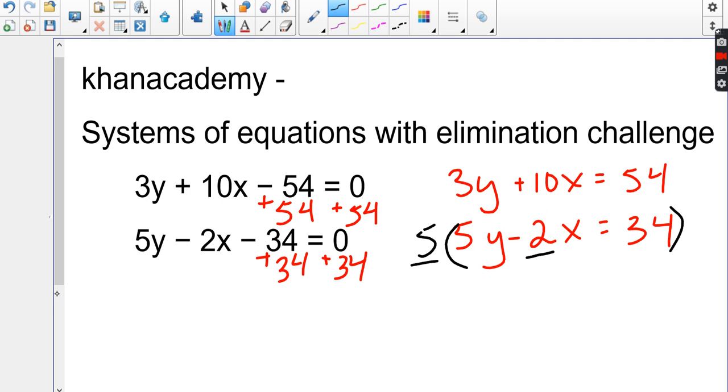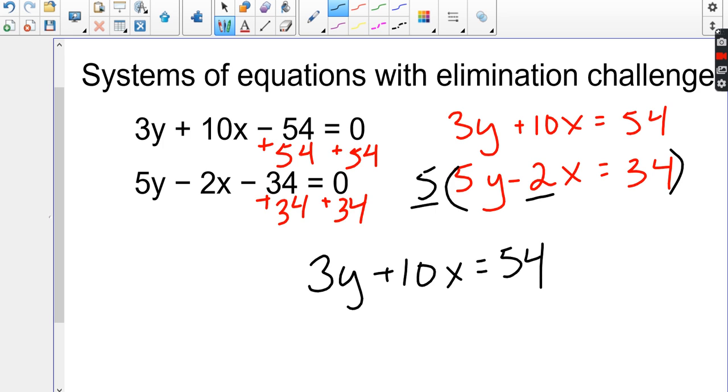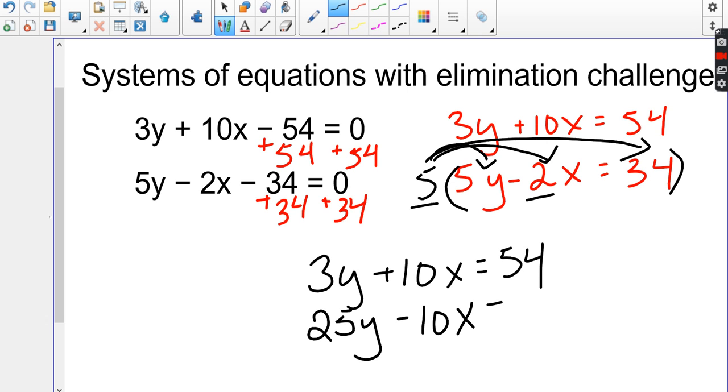So let's go ahead and rewrite our system of equations, okay? We're keeping that first equation, 3y plus 10x equals 54. We're keeping that as is. And we're going to multiply the second equation by 5. Remember to multiply every single term on both sides of the equation so that you still have an equivalent equation to what you started with. So 5 times 5y is 25y. 5 times negative 2x is negative 10x. And 5 times 34 is 170.